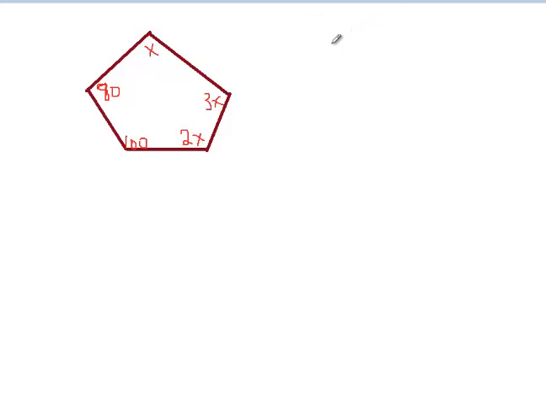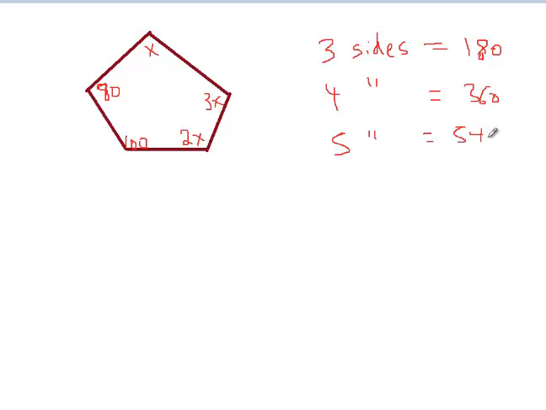Remember, if there are 3 sides to a polygon, that's of course a triangle, then all the angles have to equal 180 degrees. If there are 4 sides, then that's a quadrilateral, and they have to equal 360. And for every number of sides you increase, you have to add 180. So this would be 540. If there are 6 sides, which is a hexagon, it would be 720. If there are 7 sides, which is a septagon, it would be 900, etc.